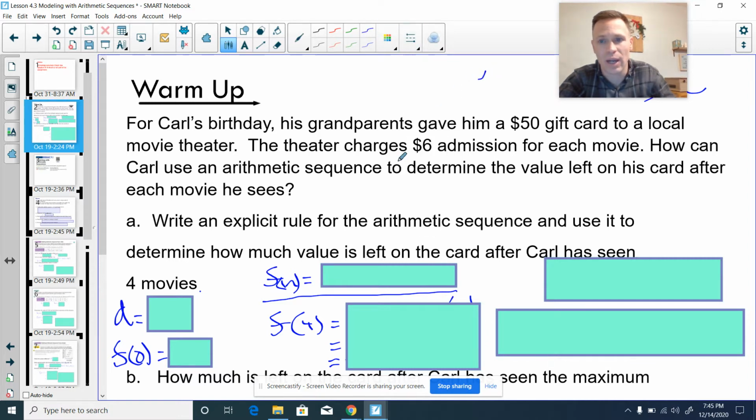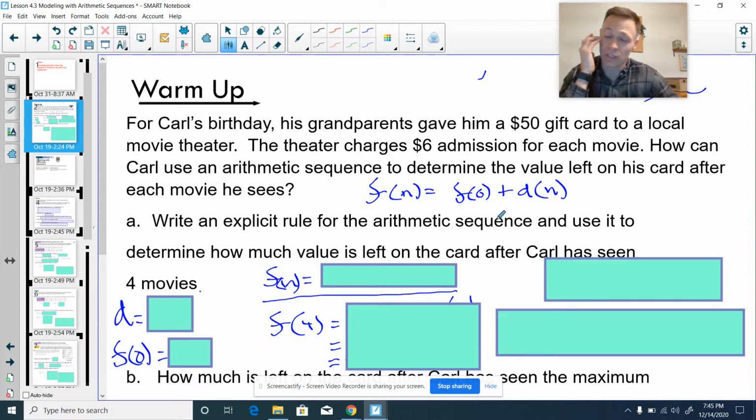Remember that an arithmetic sequence is f of n is equal to f of 0, that is just the 0th term, plus the common difference times n, and n would be 0 for the 0th term, 1 for the first term, 2 for the second term, and so forth, right? So what we have to do is figure out values. We need to know what the common difference is, and we need to know what the 0th term is.